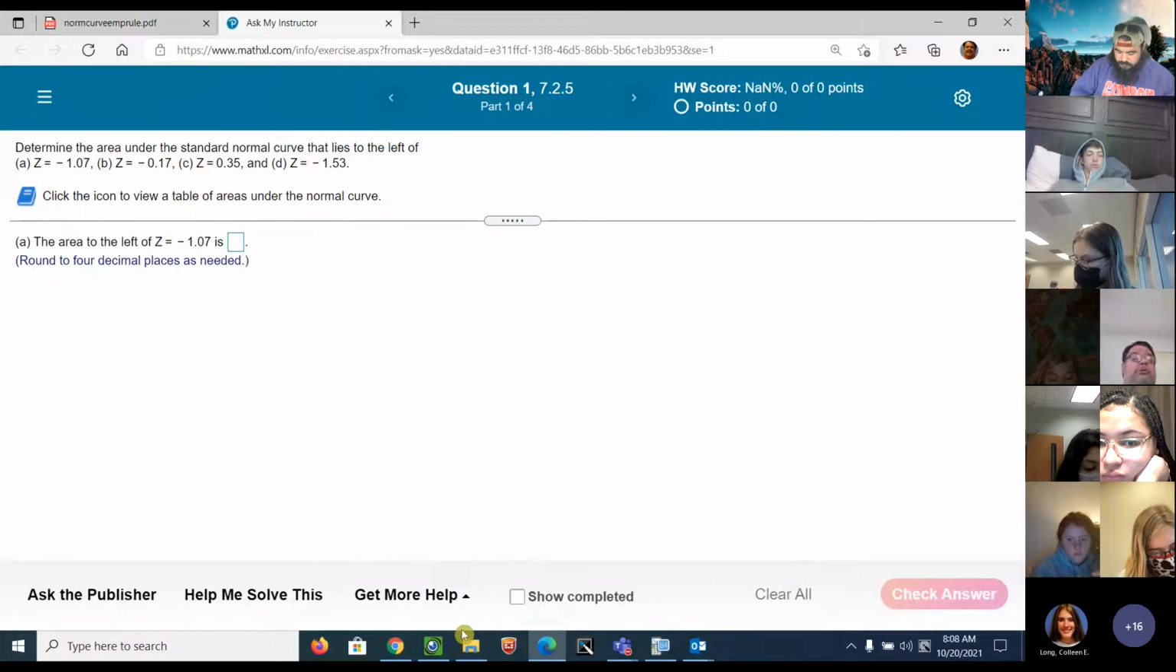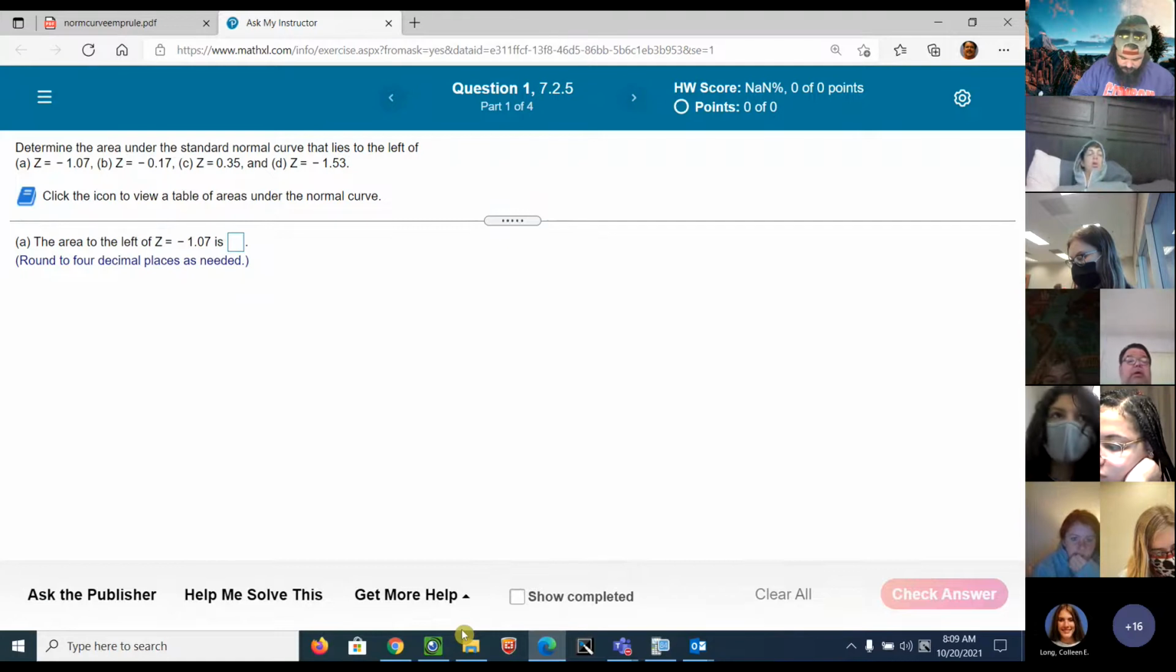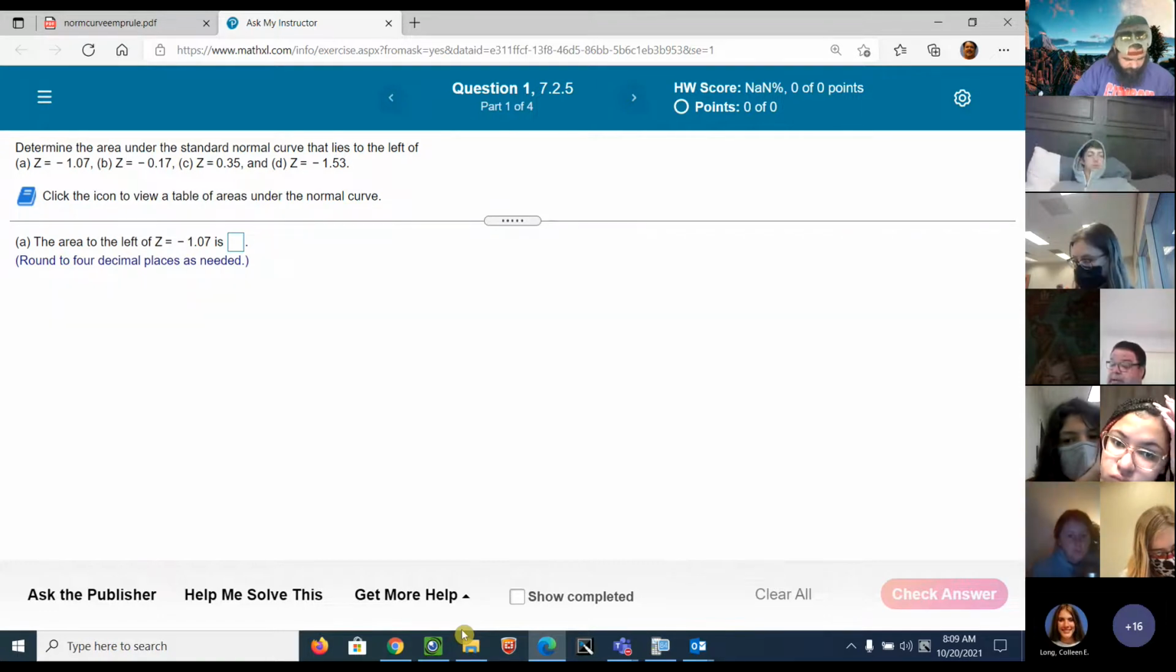So we got Z is equal to 1.07. And Z is equal to -0.17. Well, that's a -1.07. And -0.17. And Z is equal to 0.35. And Z is equal to -1.53.